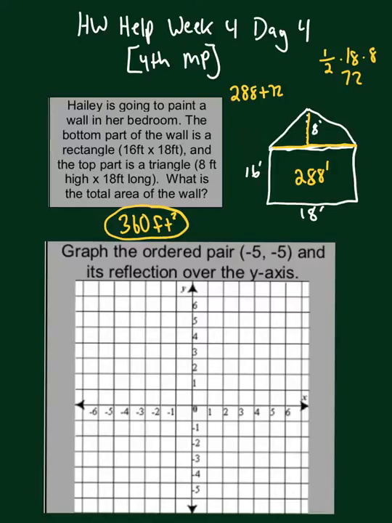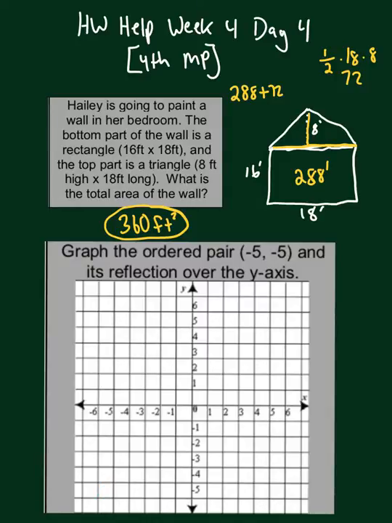Now let's go down to the problem below. In this one, it says graph the ordered pair (-5, -5), and its reflection over the y-axis. So the first thing I'm going to do is find (-5, -5). I start at the origin, I go over to -5 and down to the -5 right here, which is where I'm going to put my dot.